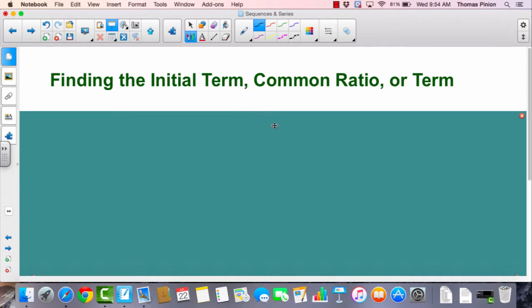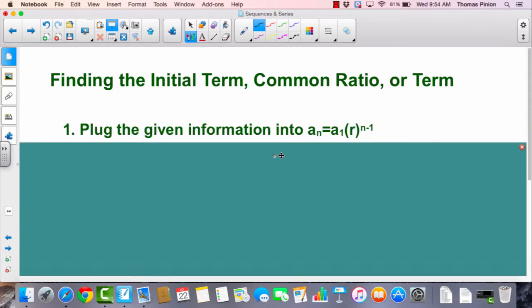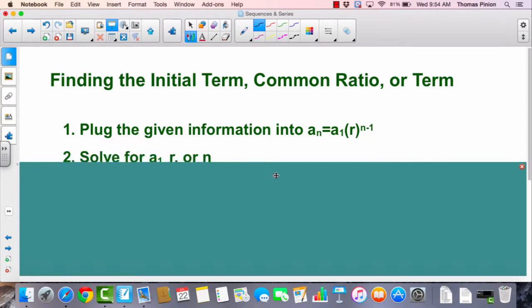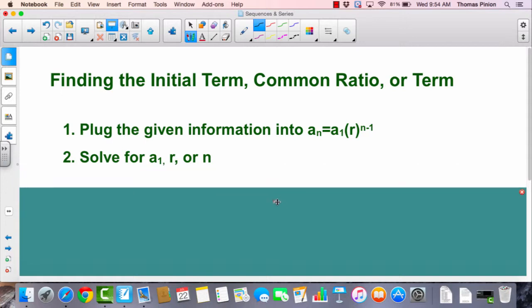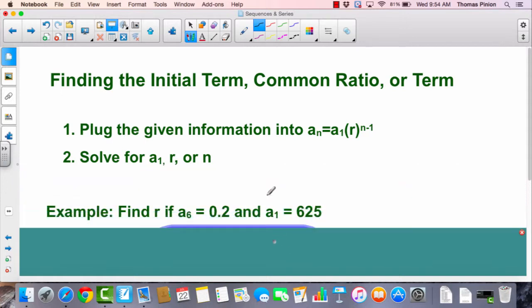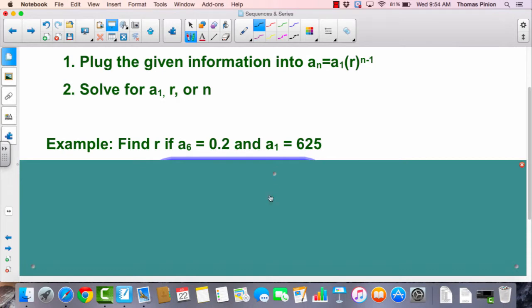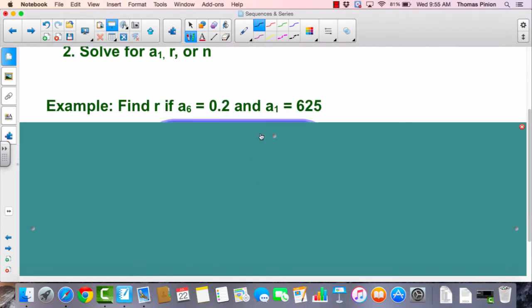Finding the initial term, common ratio, or term. Plug the given information into your explicit formula for geometric sequences. You should only have one unknown after plugging in this given information. And then solve for that unknown, whether it be your first term, your r, or your position of your term. Let's look at an example. Let's find r if A sub 6 is 0.2 and A sub 1 is 625.